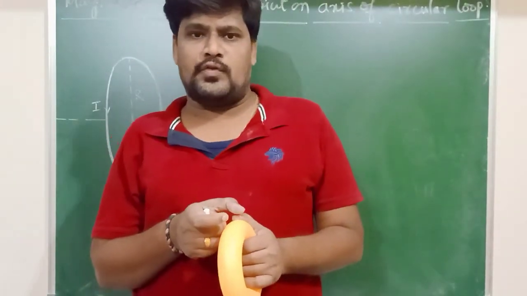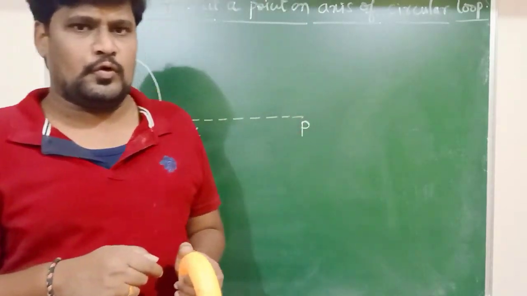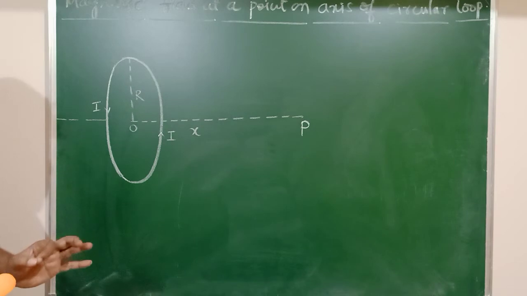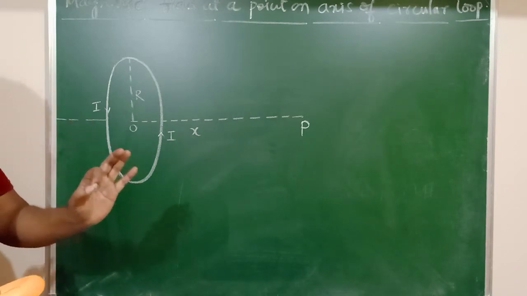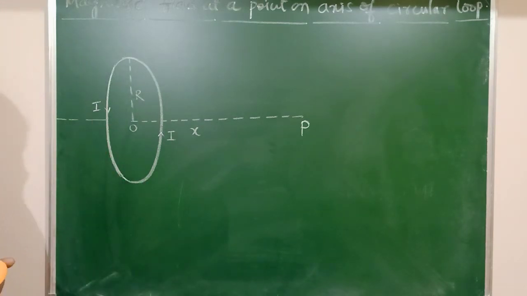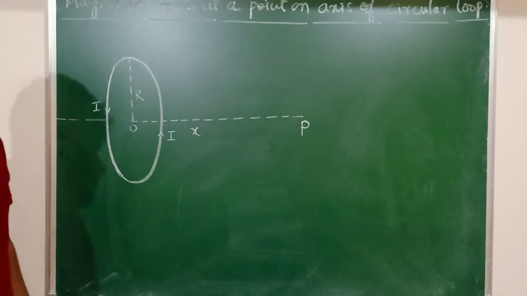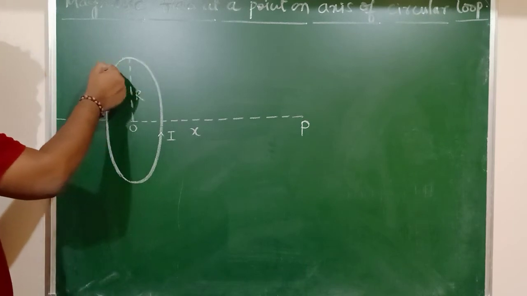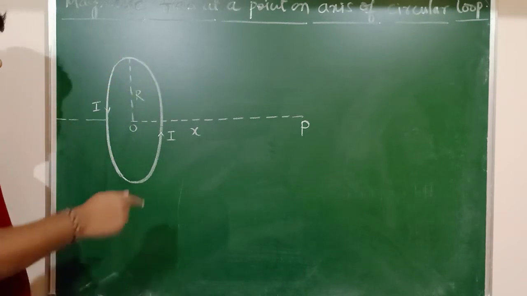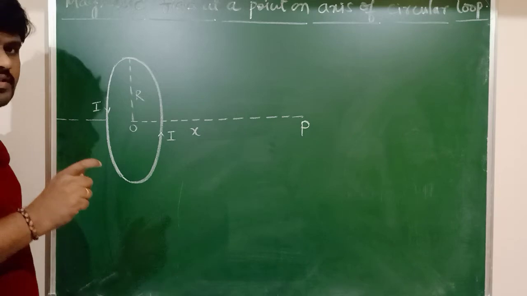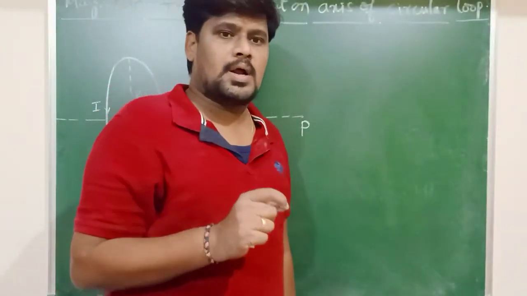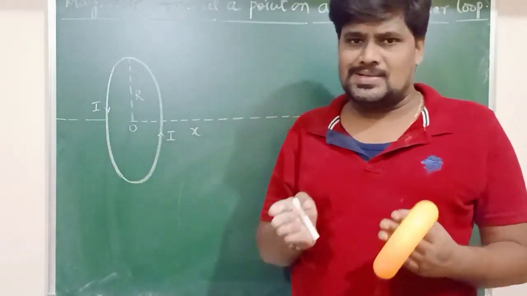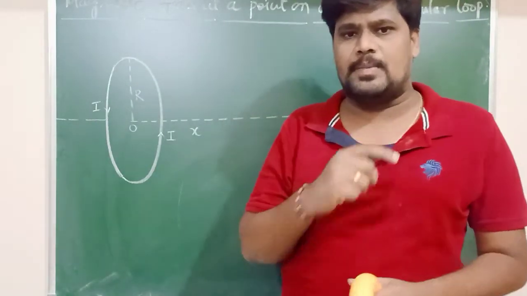a small part of a conductor in which current is flowing, and we are applying the Biot-Savart law for a small element of a conductor, and that small element of a conductor we will call a current element. That is, the entire circular loop is divided into a number of small elements. We divide the complete loop into small parts.